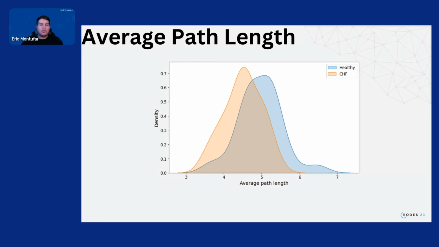So for example, this one is interesting. I measured the average path length for all of these networks. For healthy, you can see that the values are around 5, and for the CHF, they're about 4.5, something like that. And I ran a statistical analysis on this data, and it proved that these populations were significantly different from each other. So average path length will be a good metric to try to differentiate types of time series on this graph domain.